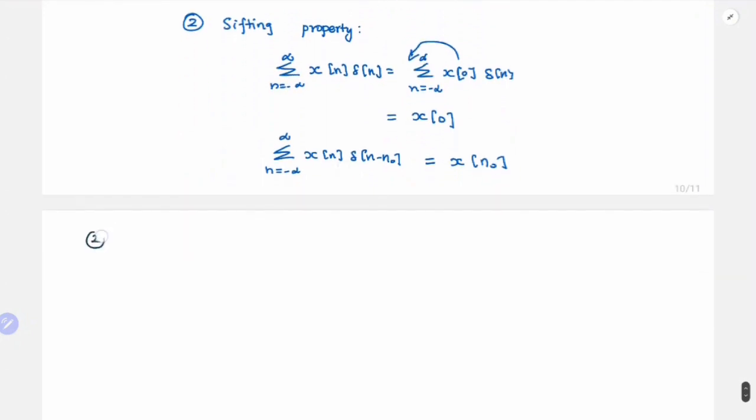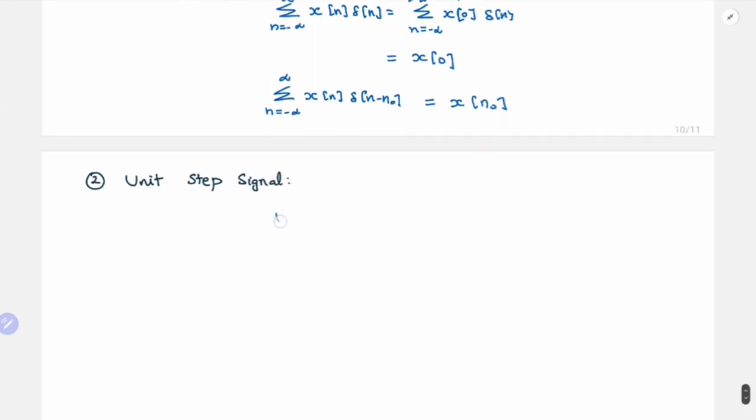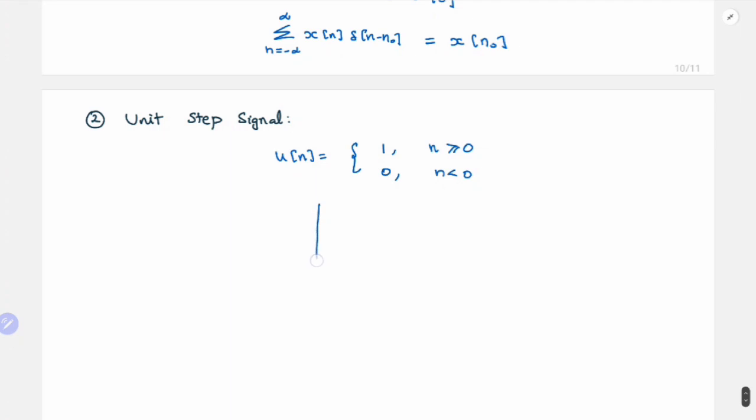So next we'll see about the unit step. Again, how do we define this? It is defined as u of n, and it is equal to 1 for n greater than or equal to 0, and 0 for n less than 0. So how will it look graphically? Zero, 1, 2, 3, minus 1, minus 2, minus 3. So from 0 it will be 1. For n less than 0, it is 0.